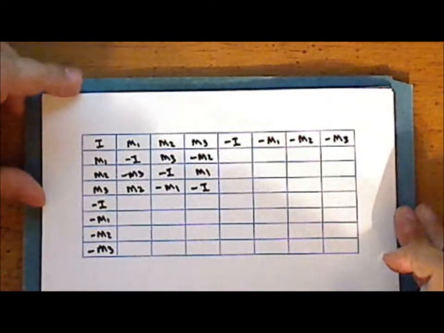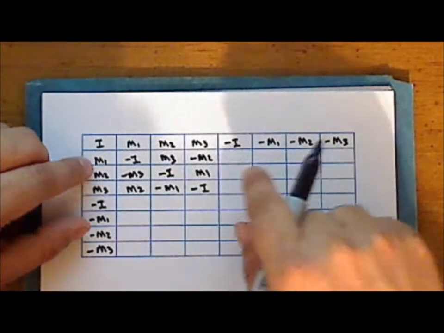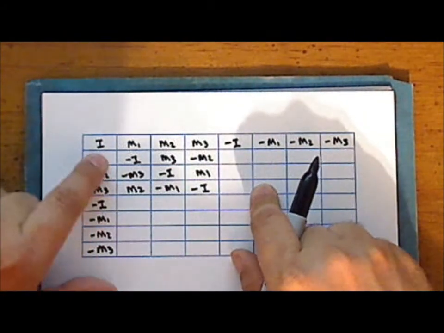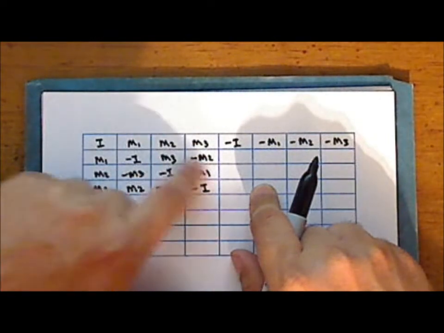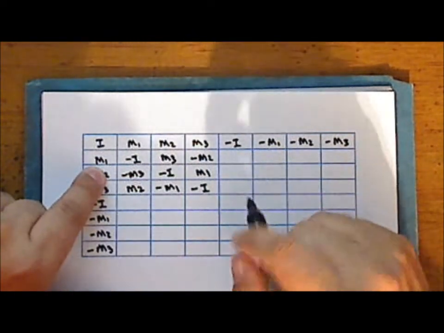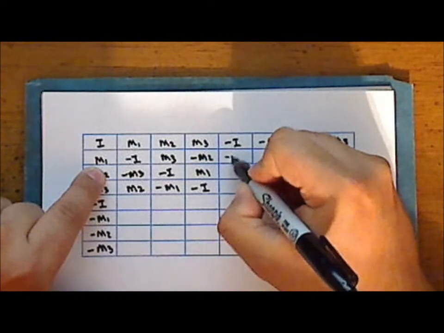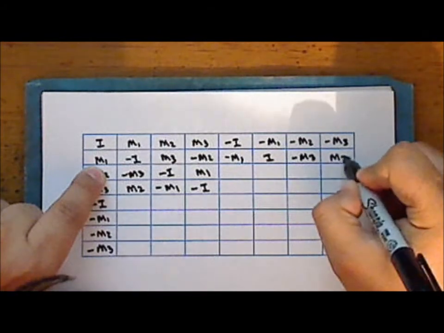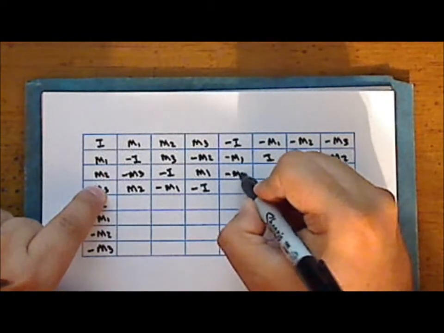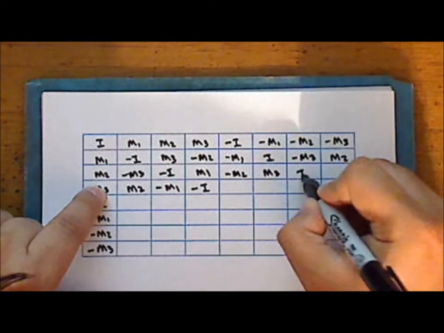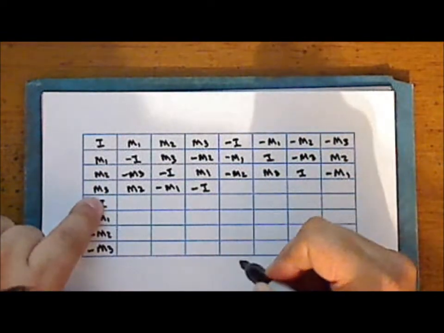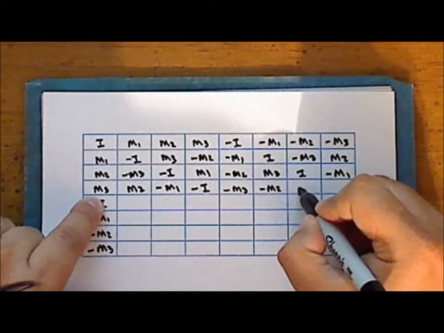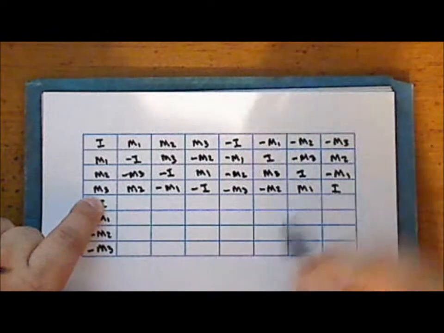Now to complete the rows, we can take the scalar multiple, with that scalar being negative 1. In other words, we multiply each of the matrices in the row by the scalar negative 1, and so we have negative M sub 1, I, negative M sub 3, M sub 2, negative M sub 2, M sub 3, I, negative M sub 1, negative M sub 3, negative M sub 2, M sub 1, and I.